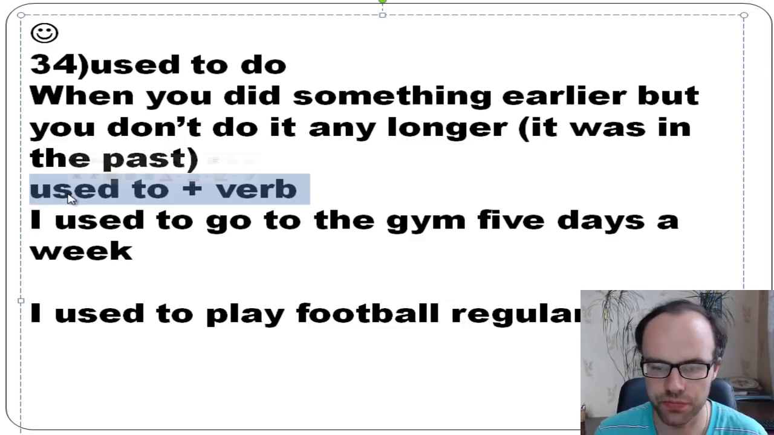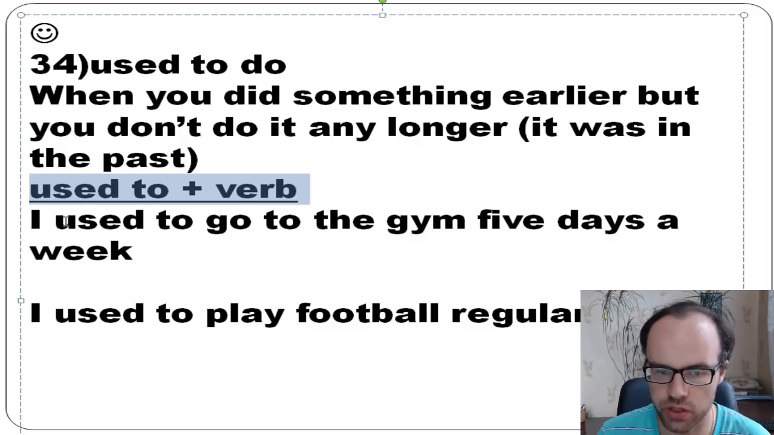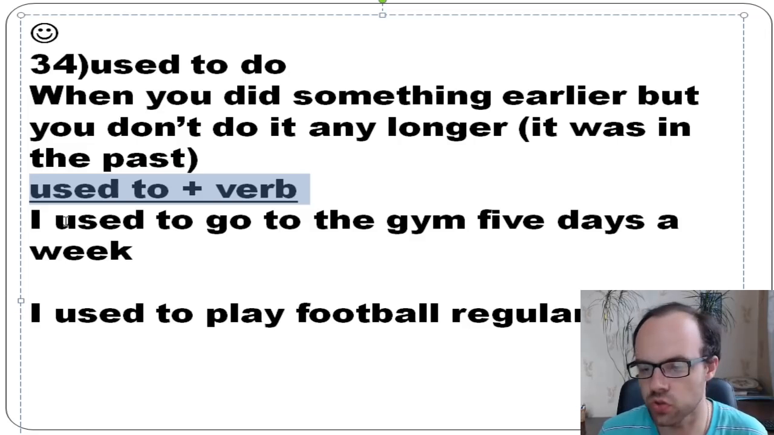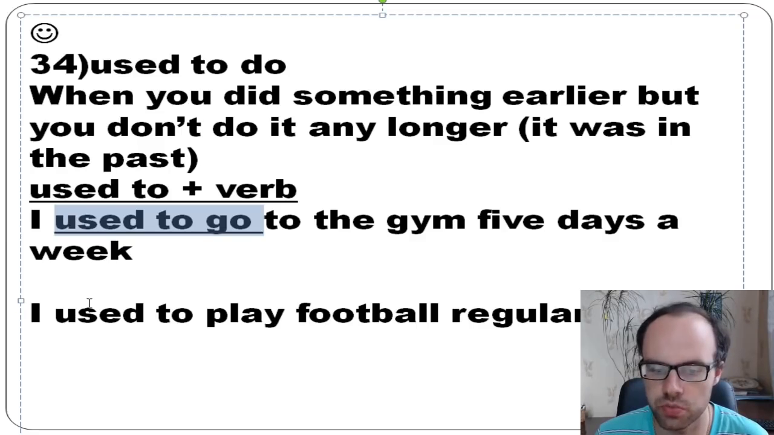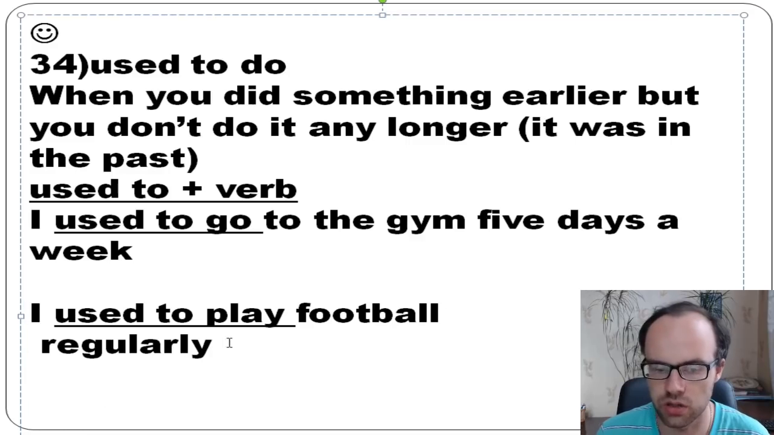I used to go to the gym 5 days a week. It means it's in the past, so you went to the gym 5 days a week, but you don't do it now. So maybe you don't go to the gym at all, maybe you go to the gym 2 or 3 days a week, so that's only in the past. You did it earlier, okay? Next, used to play football. I used to play football regularly. It means I played football regularly earlier, but not now.